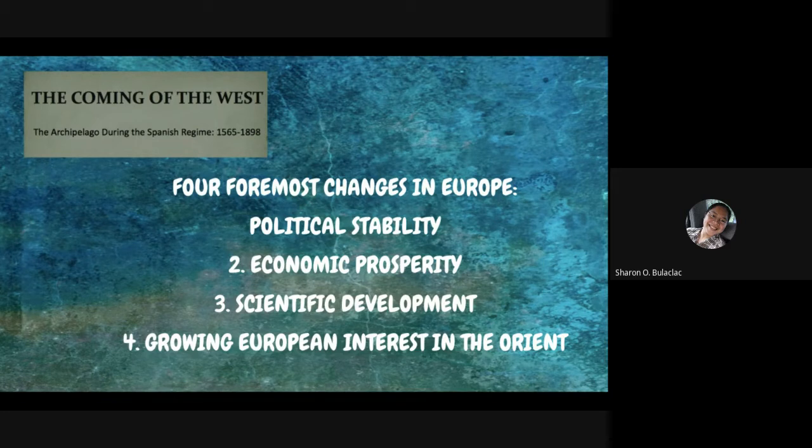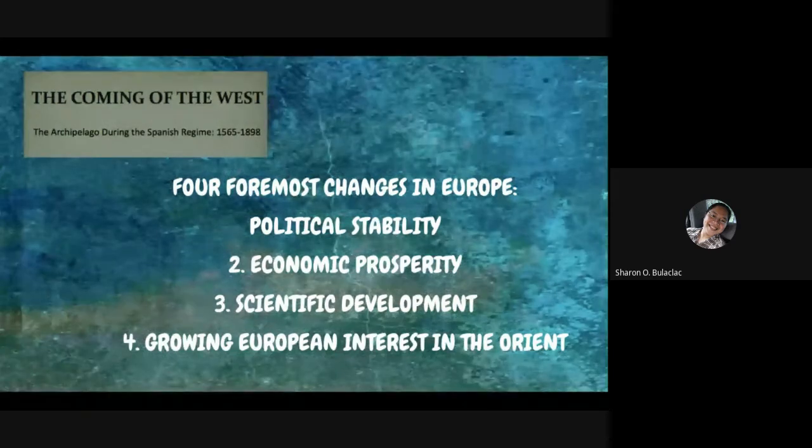So ibig sabihin, since we mentioned changes in Europe, we mentioned political stability, so ibig sabihin, Europe also experienced political instability. They also experienced economic crisis. And since there was political instability, there was not so much economic prosperity, so wala masyado ding scientific development. So this was like a domino effect. When they experienced political stability, it led to economic prosperity, then also led to scientific development, and all of this development caused them to have more interest in the Orient or Asia.